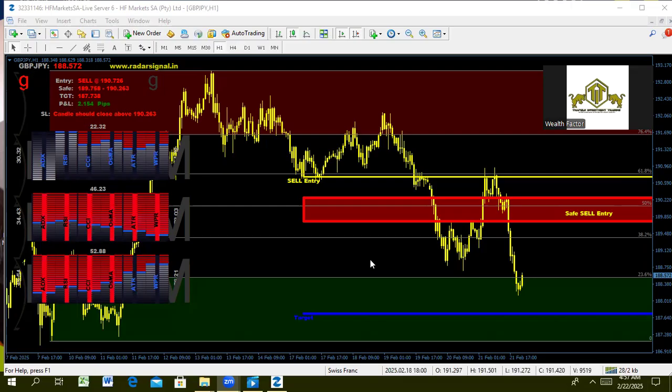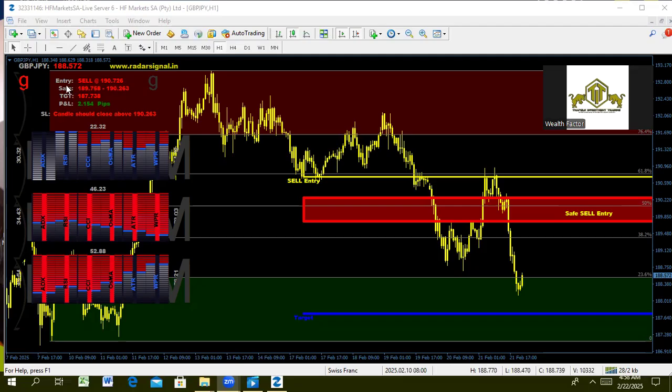So the system automatically comes with signals that it gives on each and every trade. As you can see here on my screen, we have an entry level. The system will give you a sell stop price where you are supposed to sell. This sell entry is the price of 190.726. This is the entry level that you're supposed to enter in the market. Automatically, the system will give you this entry.